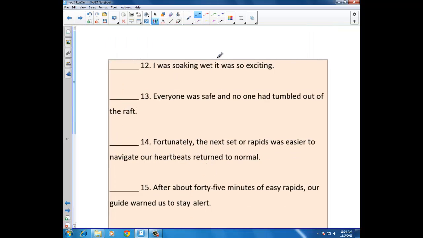I was soaking wet. It was so exciting. Great place for a semicolon. Everyone was safe, comma, it should be there, and no one had tumbled out of the raft. That is a run-on, and there should be a comma before the and. Fortunately, the next set of rapids was easier to navigate. Our heartbeats returned to normal. Great place for a comma and to correct the run-on.